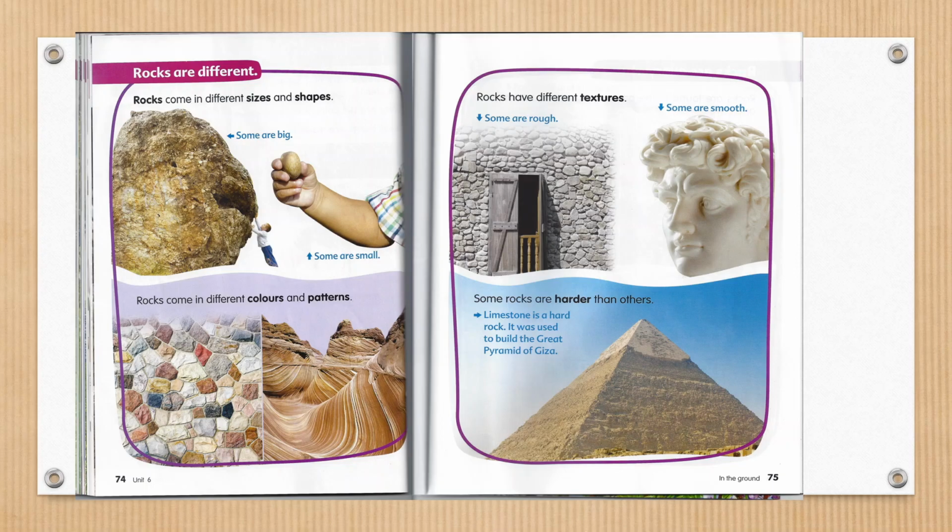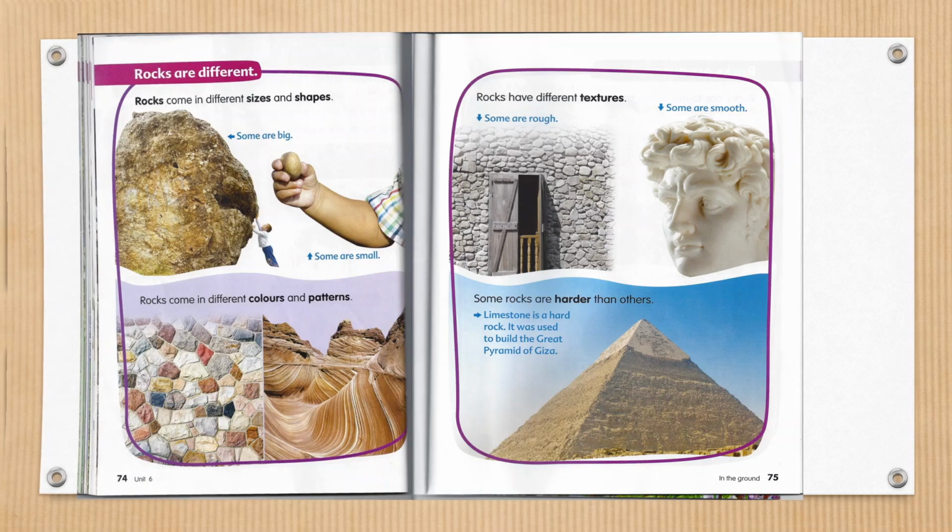Rocks can be very hard, and some rocks are harder than other rocks. Here we have an example. Limestone is a hard rock. It was used to build the Great Pyramid of Giza. That pyramid is in Egypt. And of course, it's something very, very old that you can still look at today. So rocks can last for many, many years. Let's continue.